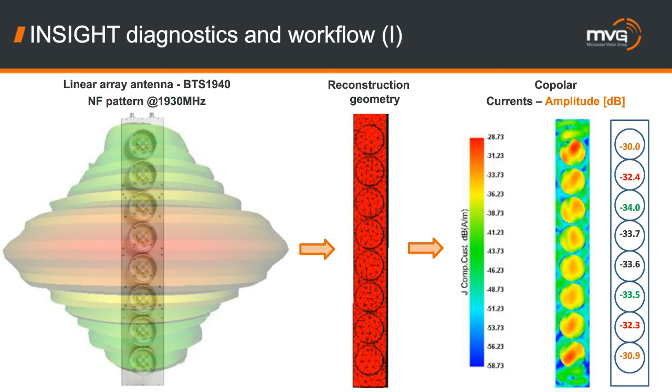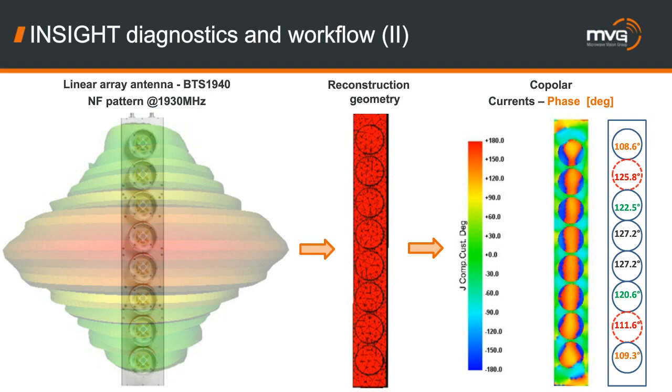In terms of amplitude, the results are in agreement with expectations, where a symmetry is expected with respect to the horizontal plane that divides the antenna in two blocks of four elements. We analyze now the phase distribution of the current. We expect the same symmetry as for the amplitude, but it is not the case.